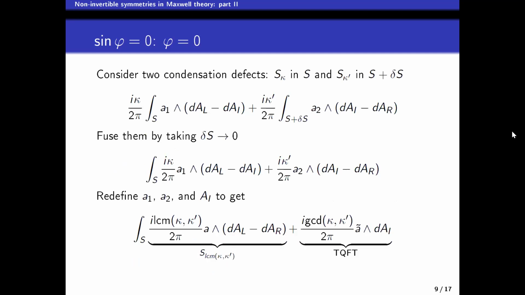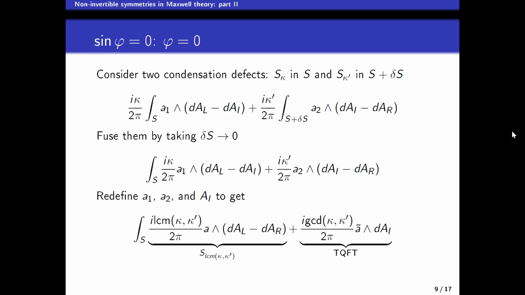How do you do that? Well, you just fuse a defect S with the integer kappa, and the defect in S plus delta S with integer kappa prime. Then you take the limit where delta S goes to 0, which implies that now the intermediate field, which lives in the slab between S and S plus delta S, is actually a localized field on the defect. And then you can rescale both A1, A2, and AI, which now is only a defect field.